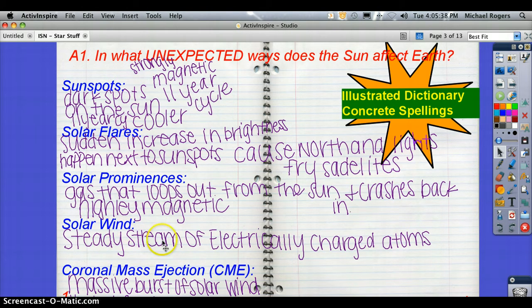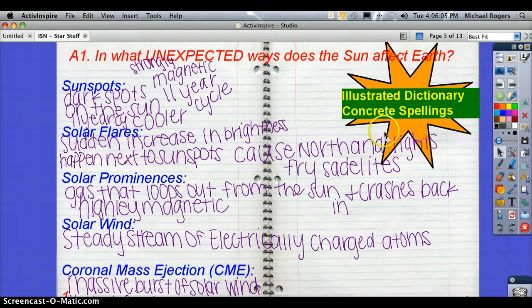The solar wind would be this right here, this definition. It's a steady stream of electrically charged atoms, which of course would be ions that are streaming out of the sun in all directions. These first three are like eruptions. This one right here is a steady constant stream. And then the very bottom one here, which is cut off just a little bit, it's a coronal mass ejection, or CMEs. And those are sudden bursts of solar wind that break away from the sun and never come back.